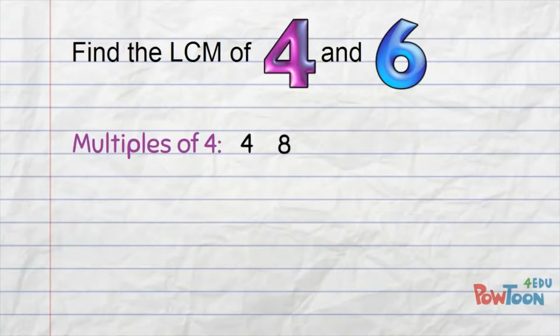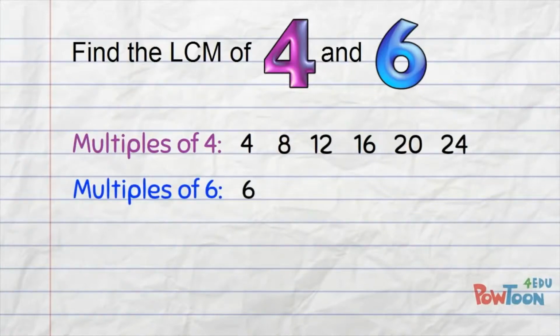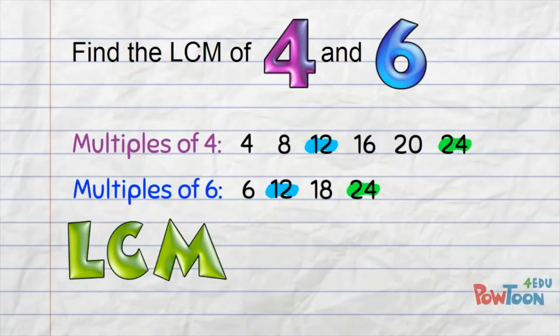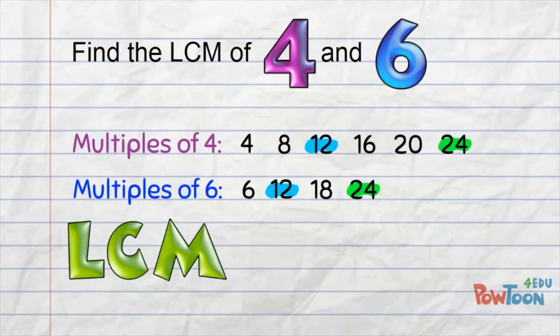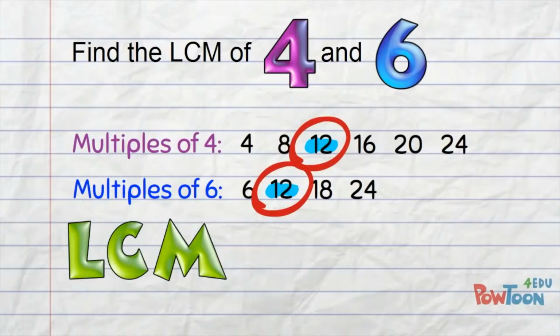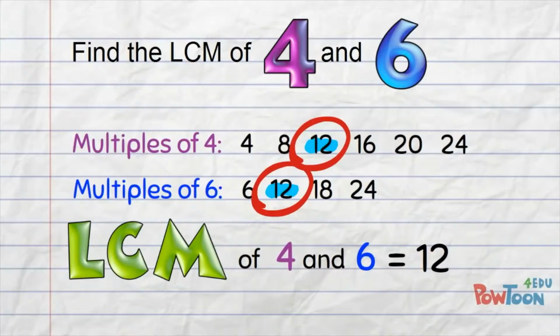4, 8, 12, 16, 20, 24. And then list some multiples of 6. 6, 12, 18, 24. I see that 12 and 24 crop up in both listings, so they're both common multiples, but the LCM means the lowest or least common multiple, and the smallest number in both lists is 12. So we simply say LCM of 4 and 6 is 12. That's pretty easy, isn't it?